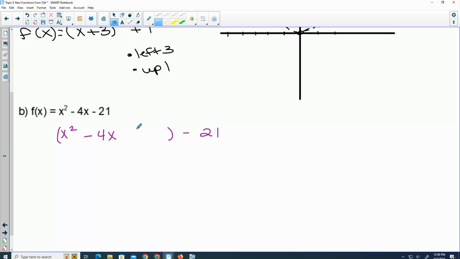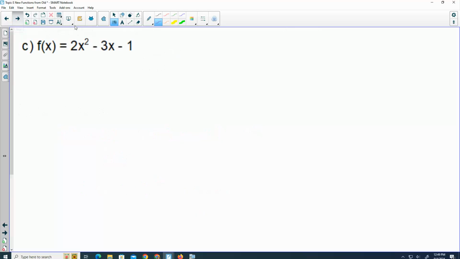So, middle term is negative 4. Divided by 2 is negative 2. Squared is positive 4. So you add 4, which means out here we have to subtract 4. So what multiplies to positive 4 and adds to negative 4? Okay, so this graph would move right 2 and down 4. Okay, one more.